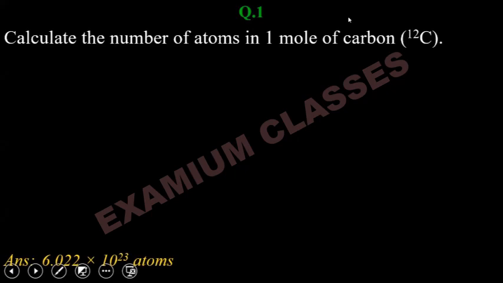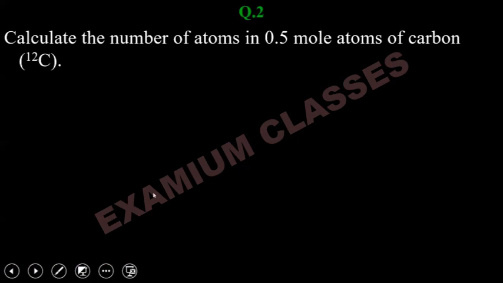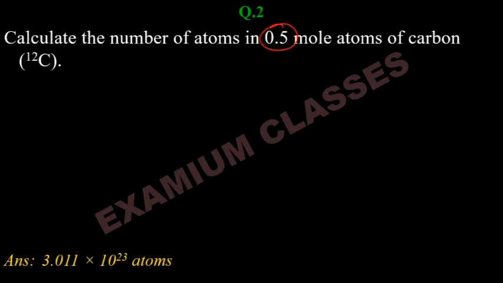So it will be just 6.022 into 10 power 23. We have just talked about it. 1 mole always will have the Avogadro number equal to the atoms. Here, carbon in the form of atoms, hence atom. So if you know that 1 mole has 6.022 into 10 power 23, 0.5 mole will have half of that. So you will have 3.011 into 10 power 23. Means you have divided the Avogadro number by 2.